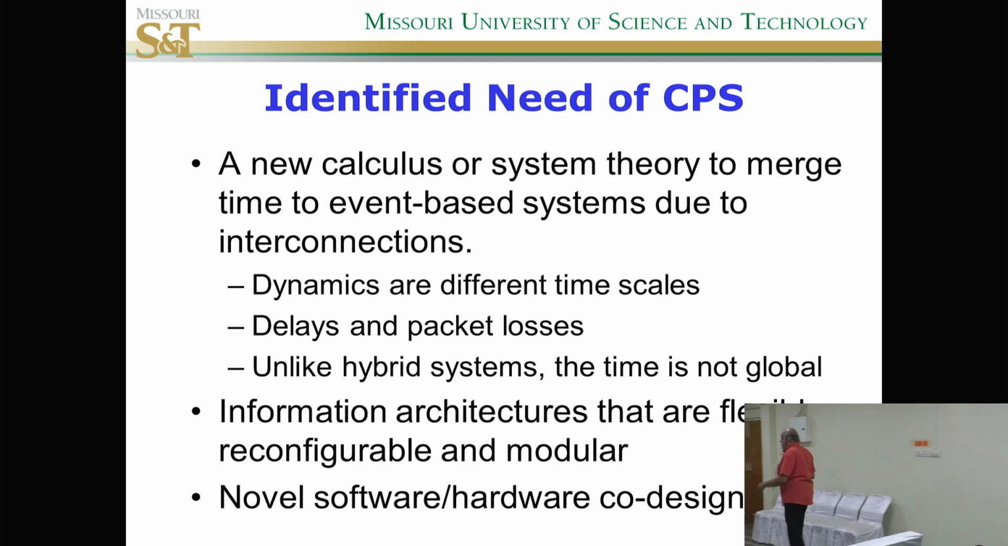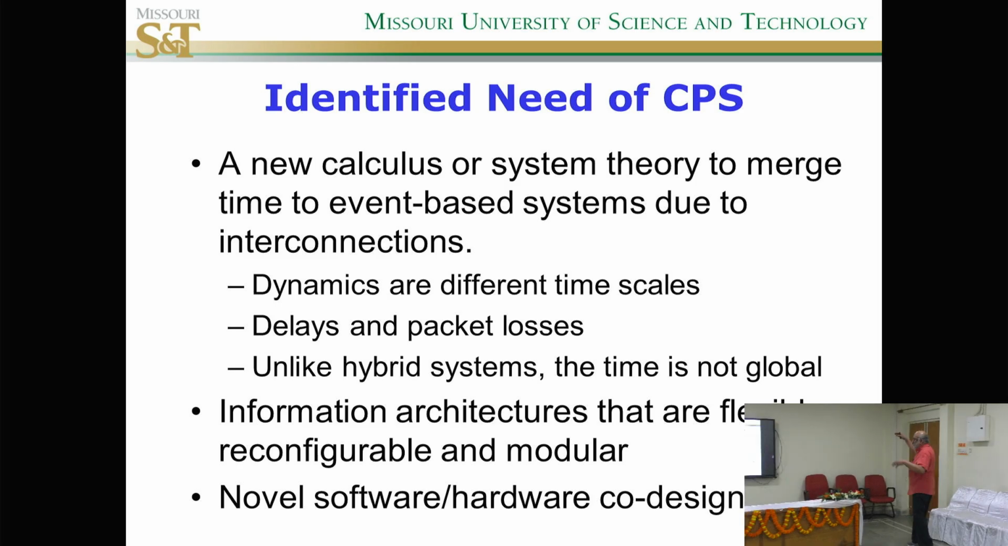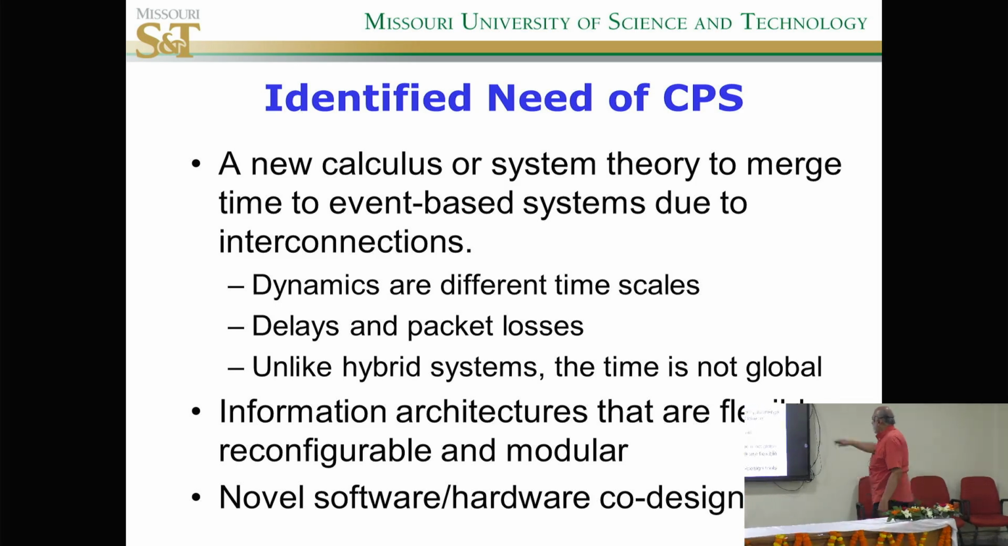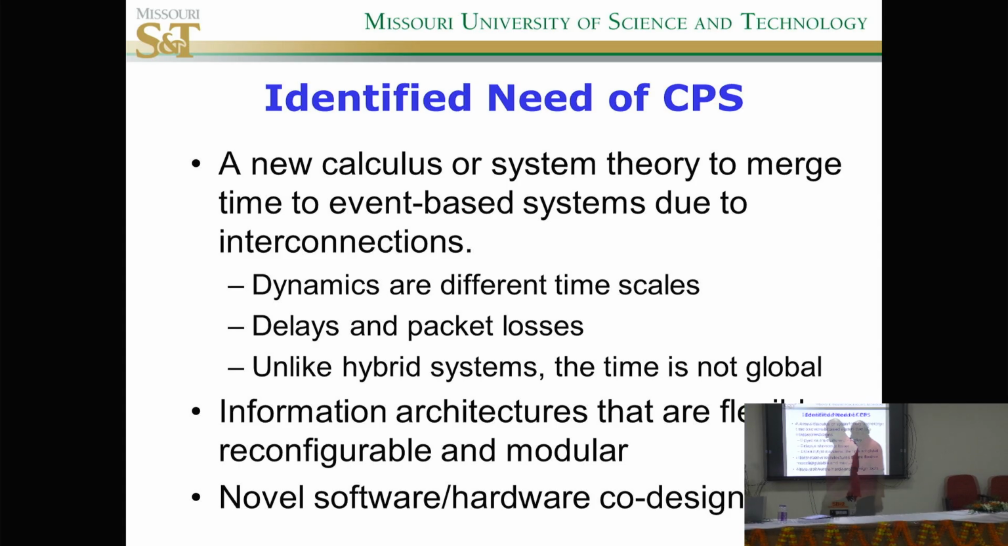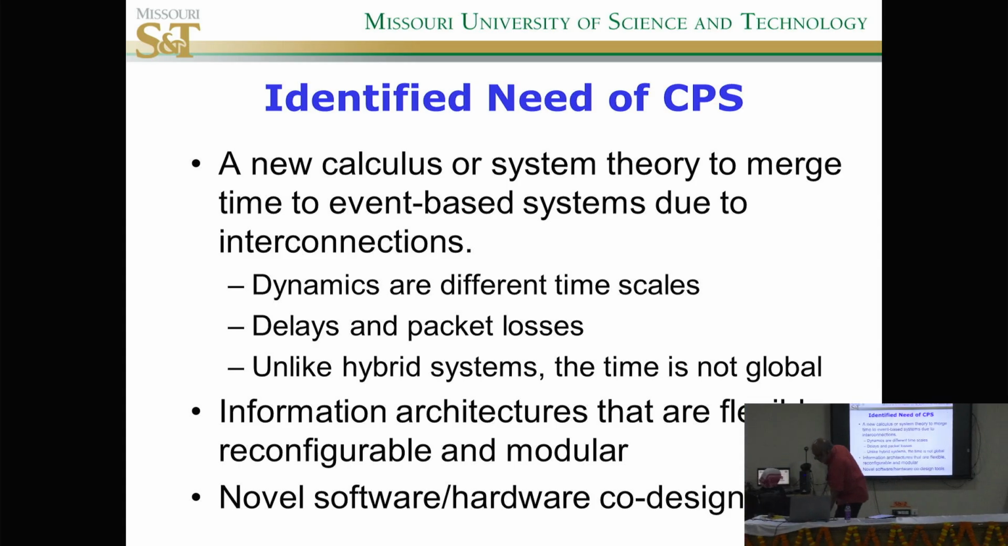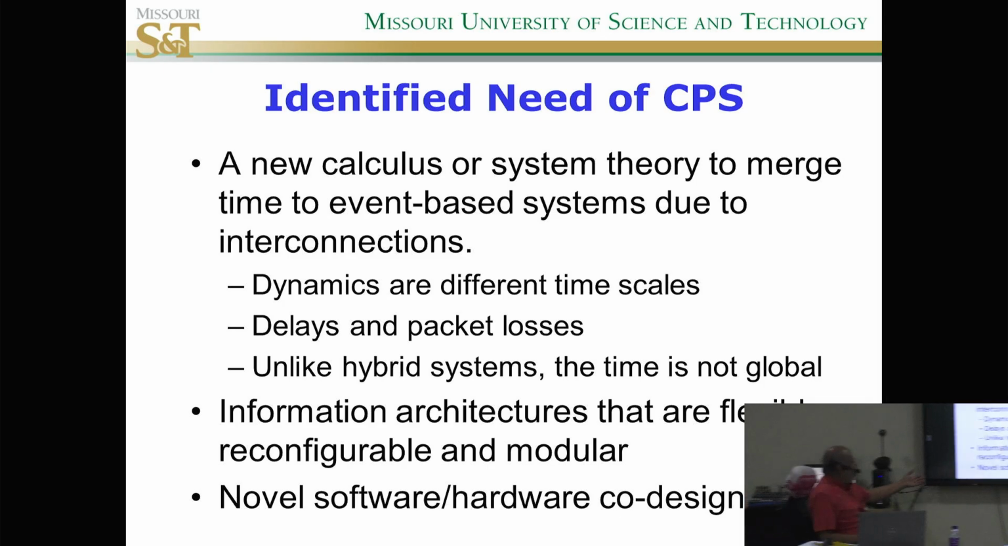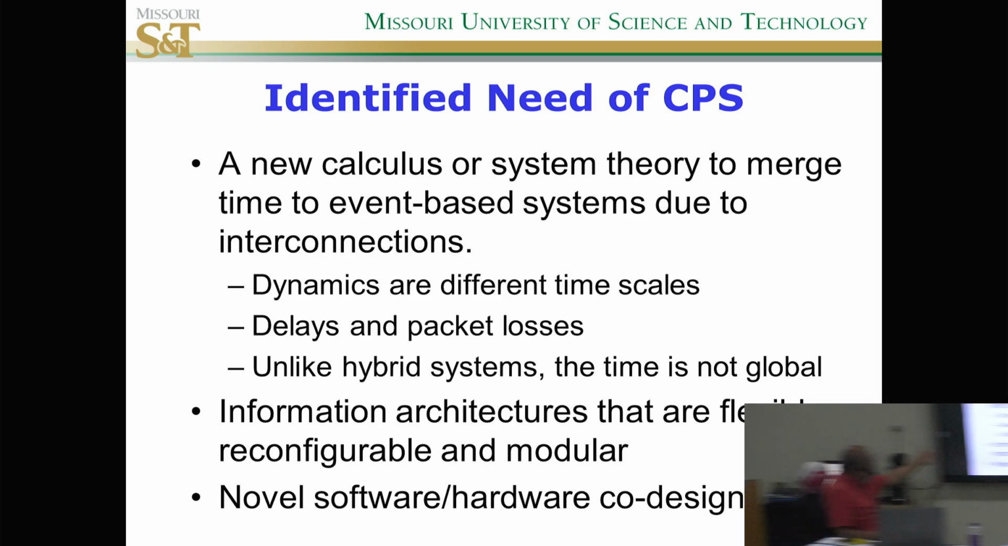So any time you have a continuous system and a discrete system together, we call that a hybrid system. Okay, the time is not global, because each system has its own time, and time is local in this case. So you have to have software and hardware co-design tools.